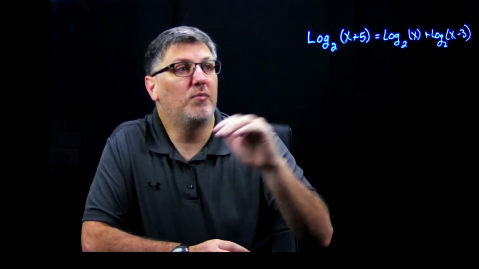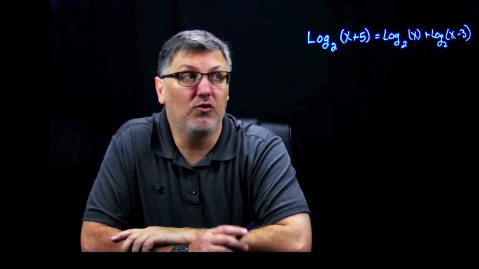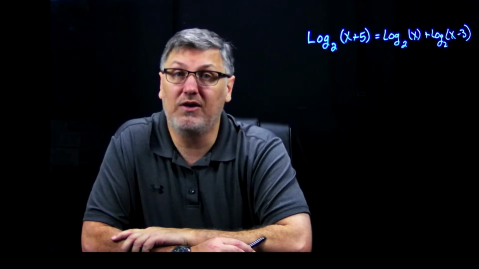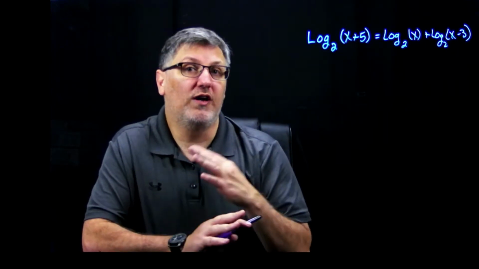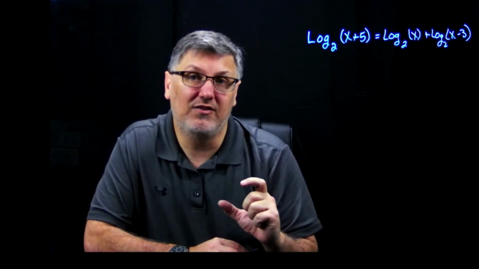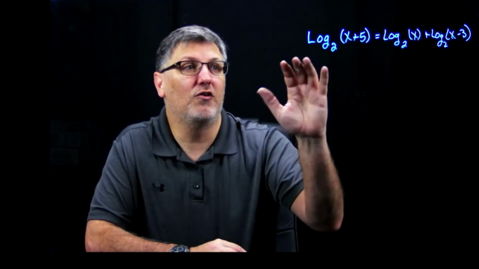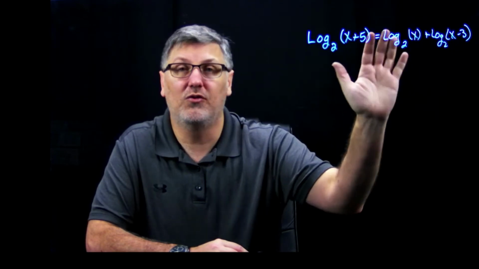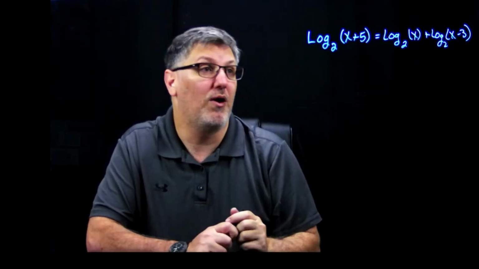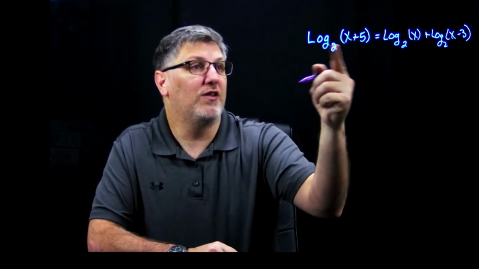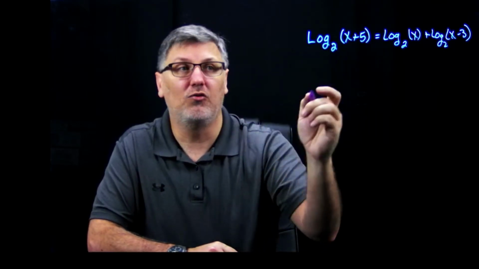So here I have log base 2 of x plus 5 equals log base 2 of x plus log base 2 of x minus 3. Before we try to solve this, we want to condense it down. We want to get this to a log base 2 of something equals a log base 2 of something, because at that point I'll be able to use that property of equality, the one-to-one property. I don't have to do anything on this side because it's already a single logarithm.